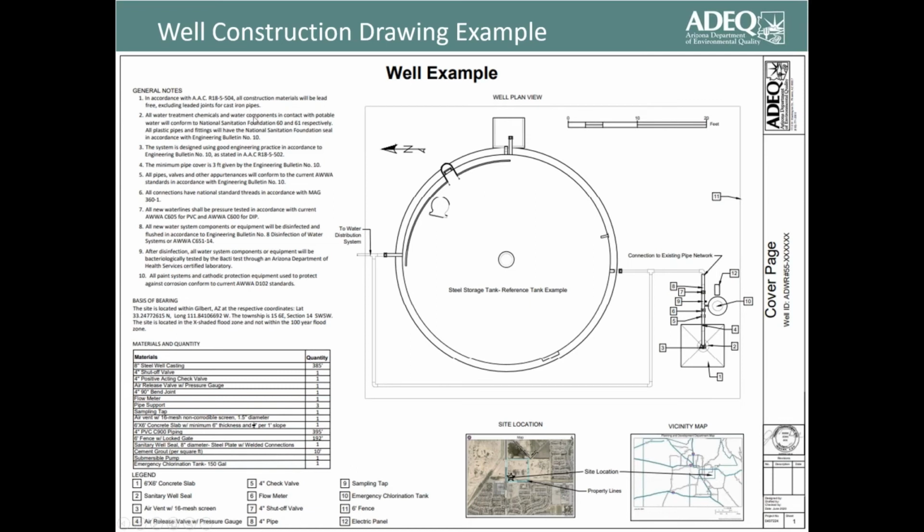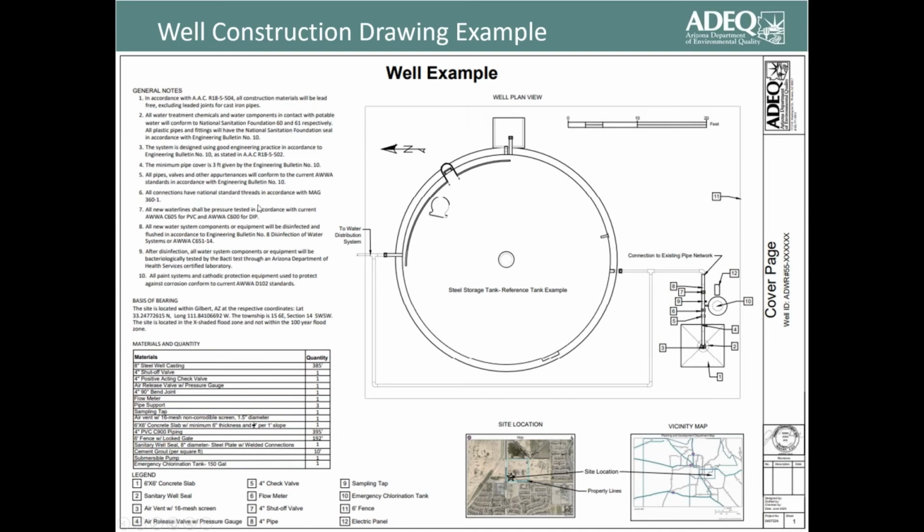So we do look for that any water component that comes in contact with water conforms to the National Sanitation Foundation 60 and 61. So we look for that note. If it's not there, we include that in that deficiency letter. And then you also look that the minimum pipe cover is 3 feet. This pertains to engineering bulletin number 10. We look for the pressure and leakage test note, which is right here. And then we look for the proper disinfection that will occur after construction, which is right there.